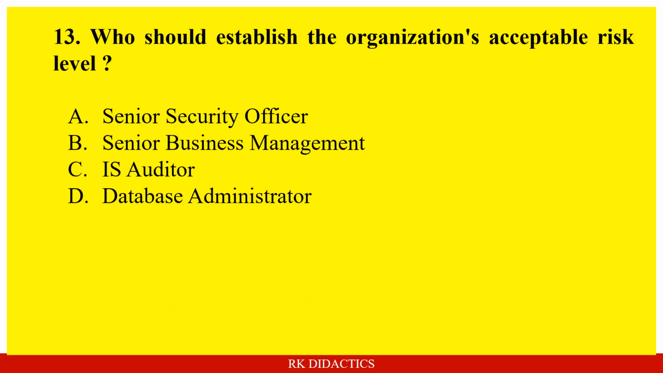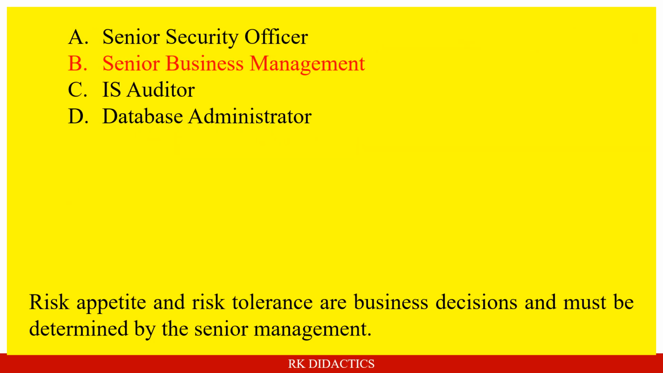Who should establish the organization's acceptable risk level? Senior security officer, senior business management, IS auditor, or database administrator. It is senior business management. So what the risk tolerance of any business is, meaning how much risk the business can accept, this is decided by the owner of the business and the senior business management. So risk appetite and risk tolerance are business decisions and must be determined by the senior management or the business owner.